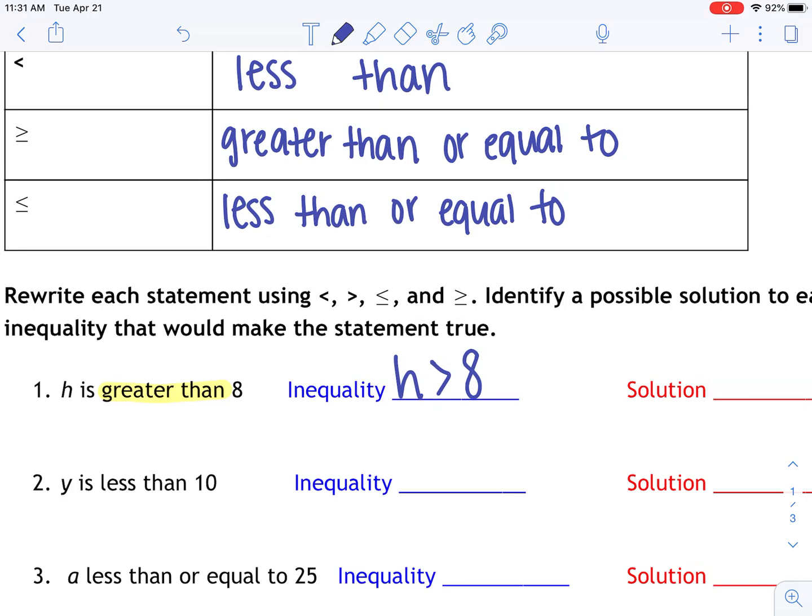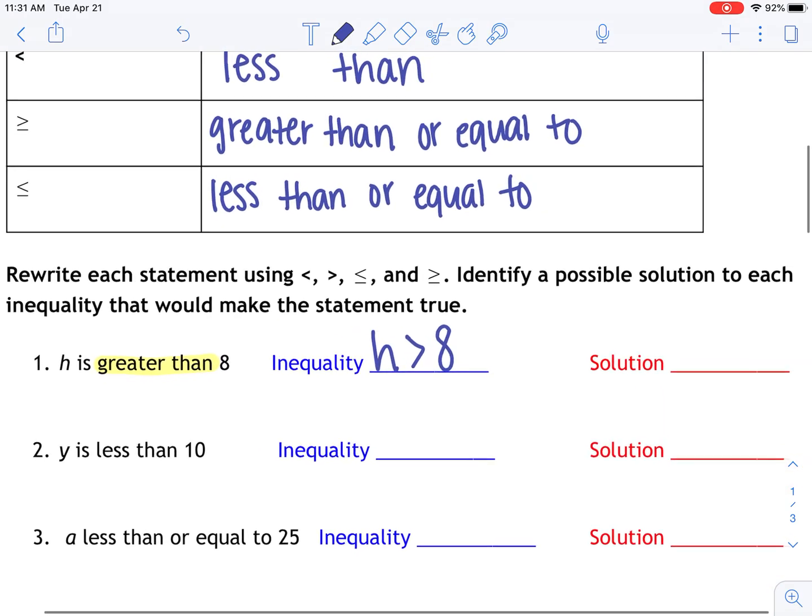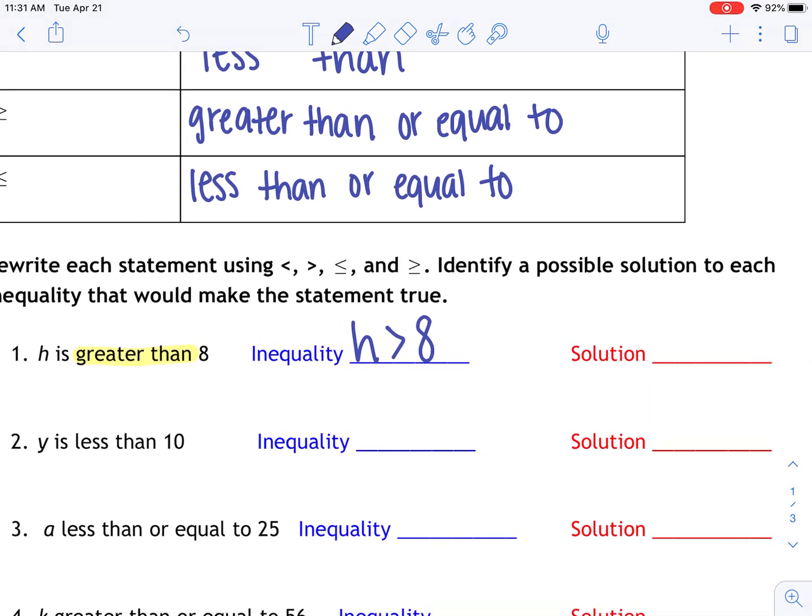Now again, I want us to think about, so what could be a possible solution? What number could I substitute in for h that would make this statement true, where h is greater than 8? Well, we could really pick any number that's bigger than 8. So I'm just going to pick 9 to show that 9 is greater than 8. That's true. That would work.